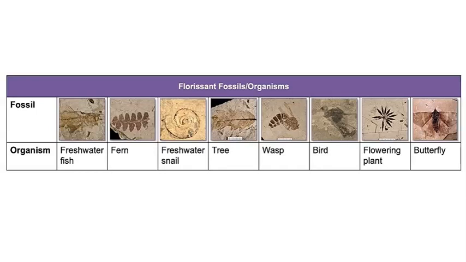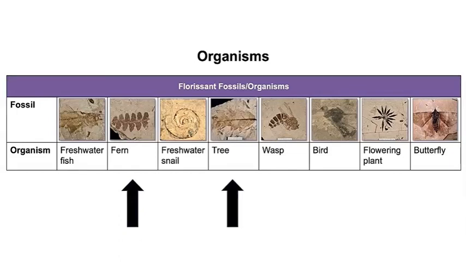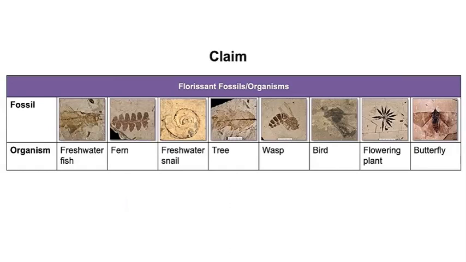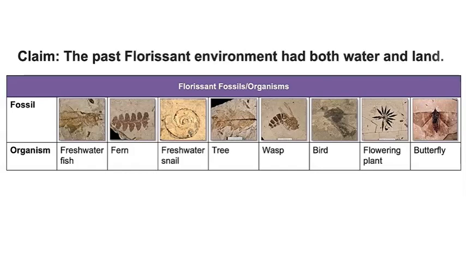What do you think the environment was like, where all of the organisms that formed these fossils lived? Some of these organisms, like freshwater fish, live underwater, but others, like ferns and trees, live on land. Can you make a claim about the environment where these organisms lived? I think we have enough evidence to make the claim that the past fluorescent environment had both water and land. One of your tasks will be to draw a model of the environment where these organisms lived.